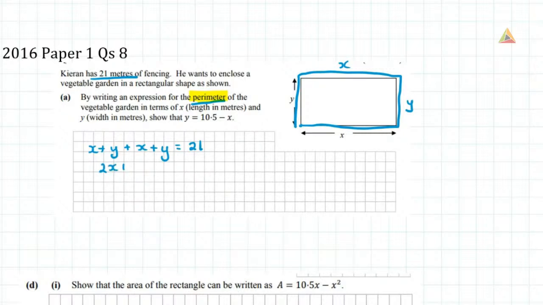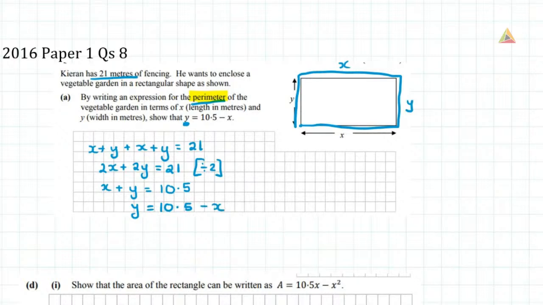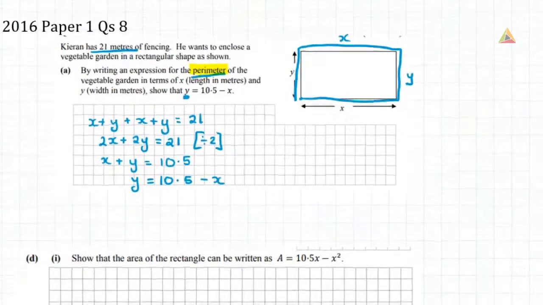So putting like with like gives me 2x plus 2y is equal to 21, and then I'm going to divide everything by 2 to get x plus y is equal to 10.5. Now, why am I dividing by 2? It's because it says show that y equals, and I had a 2y. So I'm going to divide everything by 2. And now I'm going to subtract x from both sides. So I get 10.5 minus x is equal to y. So that's what it asked me to show.